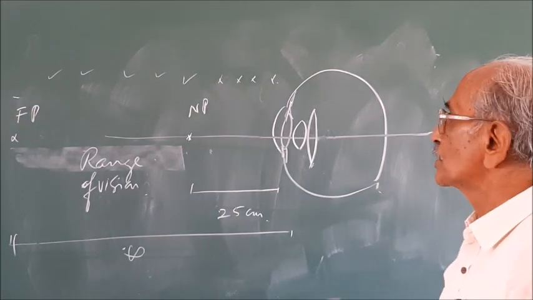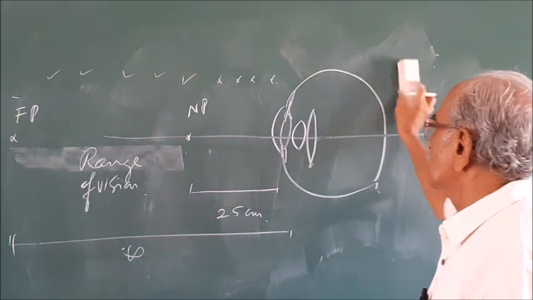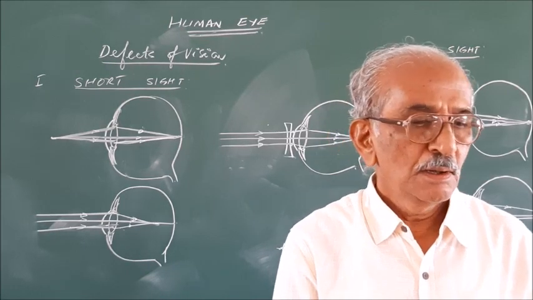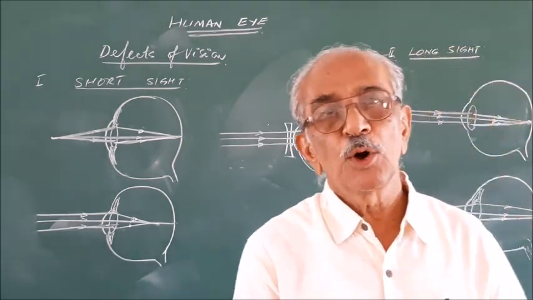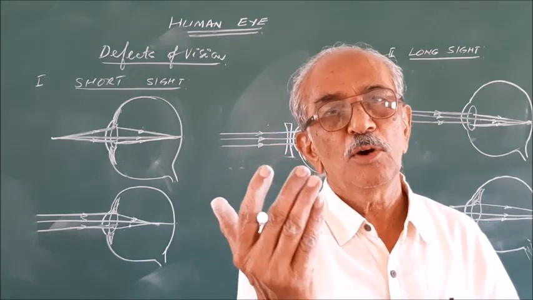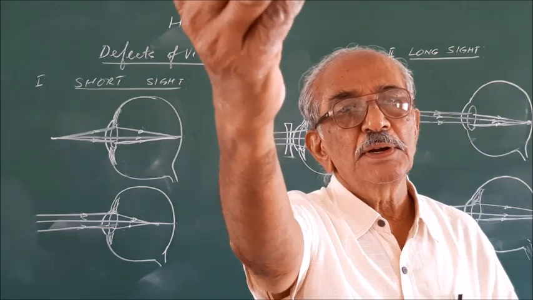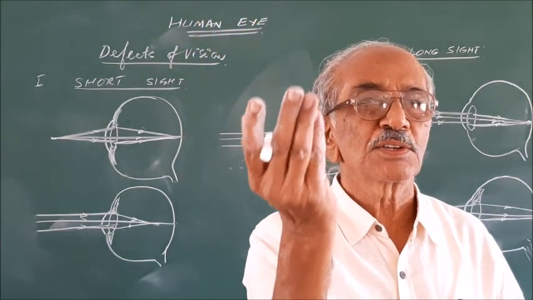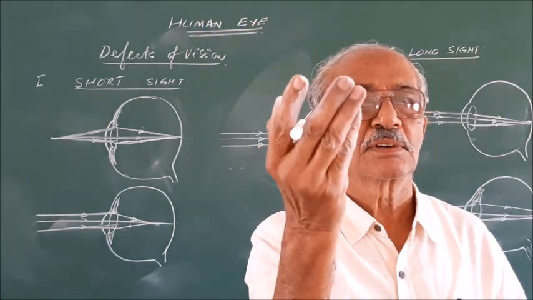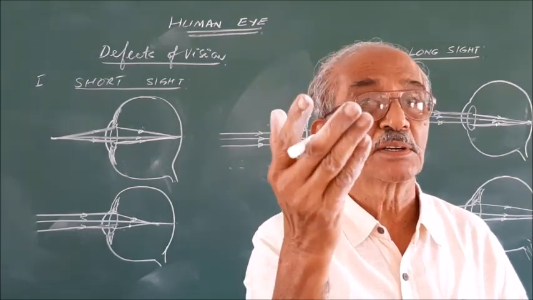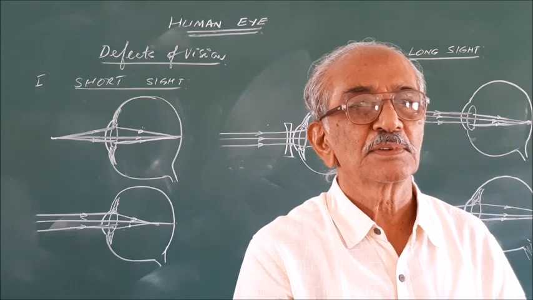See, our eye, if it is normal, can see objects from 25 centimeters up to infinity. Infinity here means a long distance. The distance, compared to the size of the eye, if it is very large, maybe 200, 300 meters, that is infinity. So that is a different definition here.